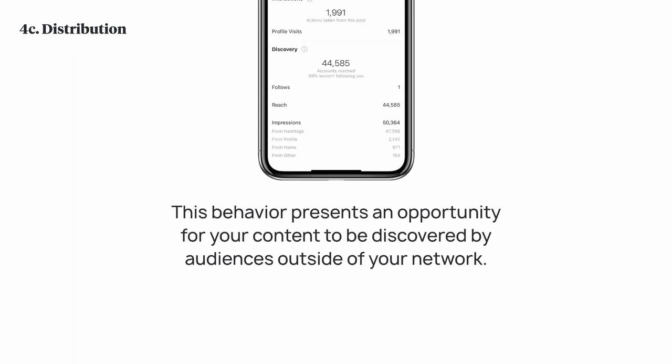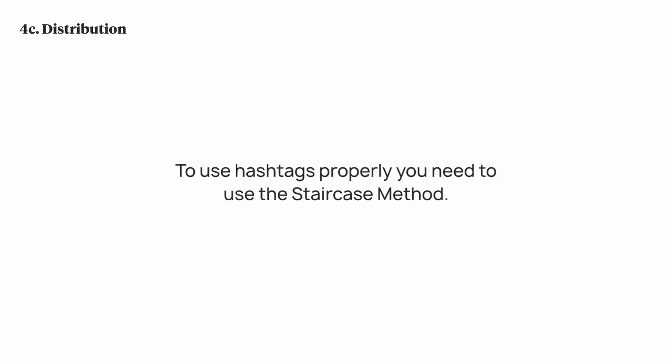For example, with my post here, I reached 44,000 people who weren't in my network. 47,000 people came from hashtags, right? My total impressions were 50K. I apologize, 47,000 people came from hashtags of that 50K, right? So this presents an opportunity for you to get your content discovered by audiences outside of your network. You essentially leverage this massive 1 billion person network to get people who never heard of you to come check out your content and your brand, right?